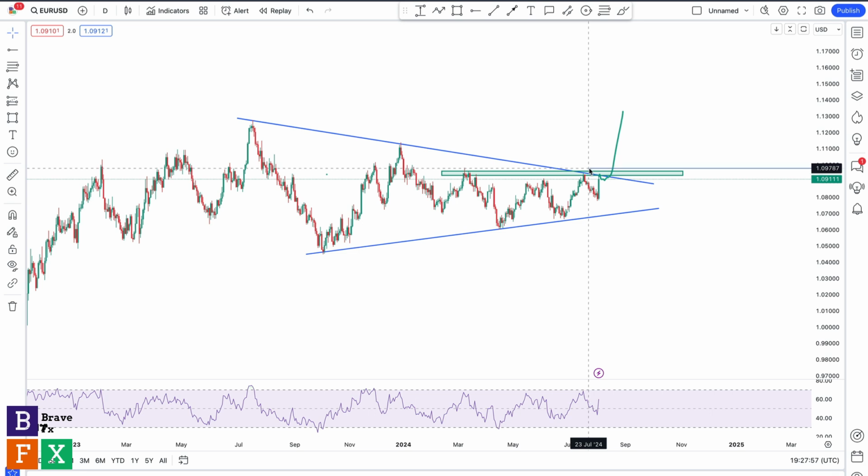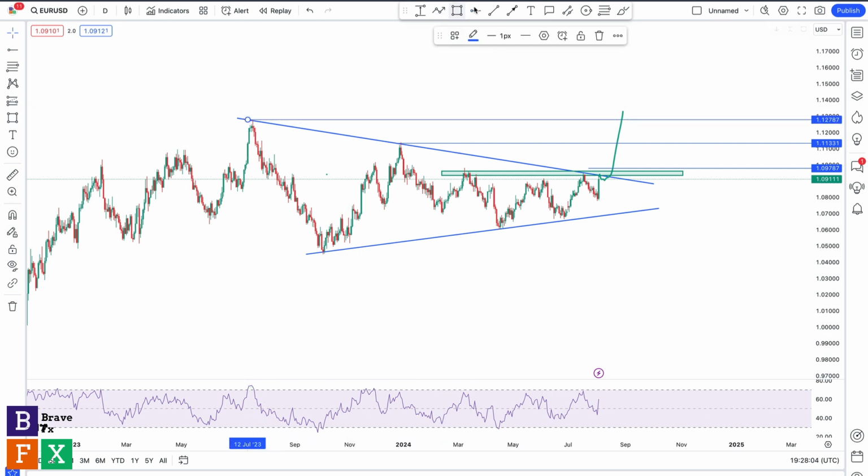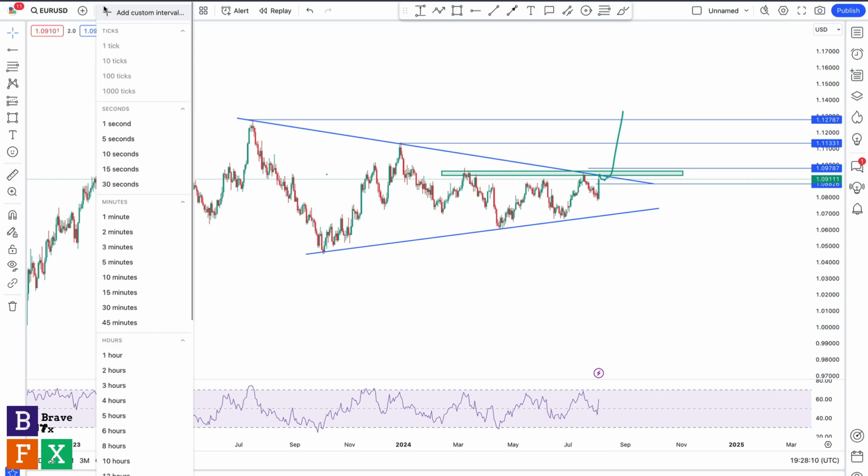So your confirmation of the breakout, first take profit target could be around these price levels, and second take profit target could be around these price levels, while stop loss will be below the consolidation that leads to the breakout. Mind you, this is a daily time frame. You want to be watching out for this on the lower time frame.